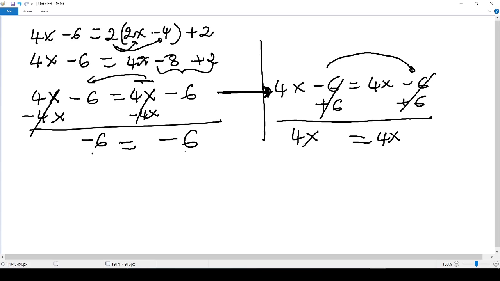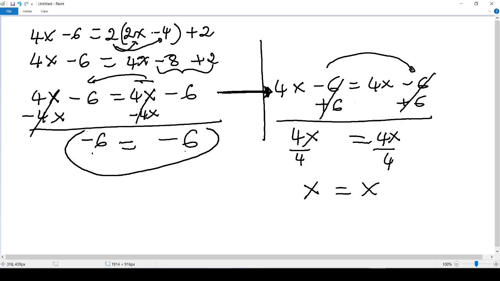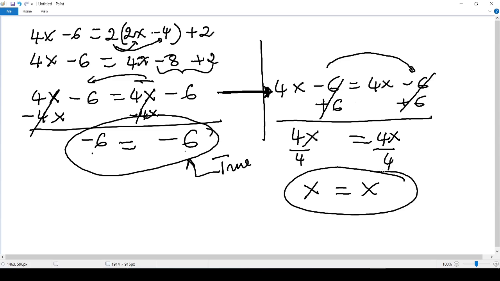Here I have 4x equal to 4x. If I want, I can continue performing my operation because I want x, I don't want 4x. So I'll be dividing by 4 each side, and I will be having x equal to x. In this case, I have negative 6 equal to negative 6, which mathematically is true. In this case, I have x equal x. Mathematically, it is true.